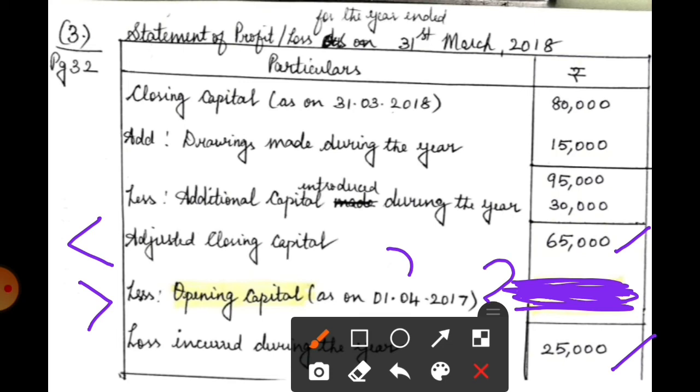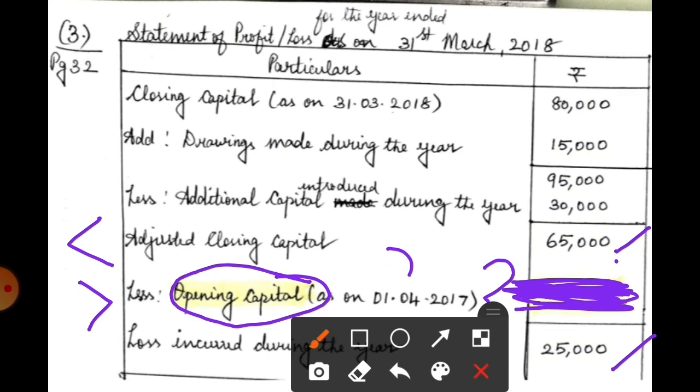So this adjusted closing capital should be less when compared with the opening capital. What this means is that the opening capital should be a bigger value than 65,000. Students, please try to understand this part very clearly. So I repeat again: the opening capital should have a value more than this 65,000, which is the adjusted closing capital.